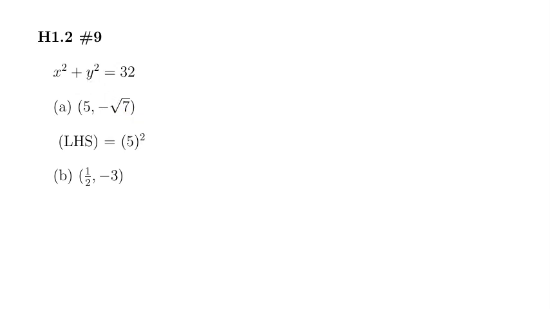So you get negative square root of 7, then the whole thing squared. If you compute that, 5 squared is 25, and negative square root of 7 times negative square root of 7 is positive 7. So we get 25 plus 7, which is, of course, 32.